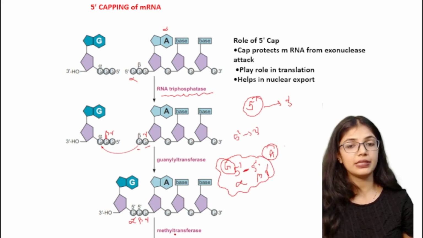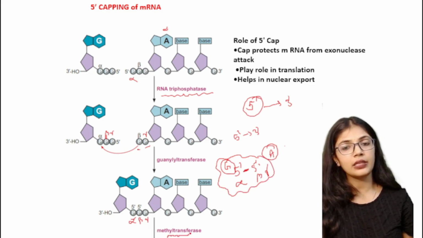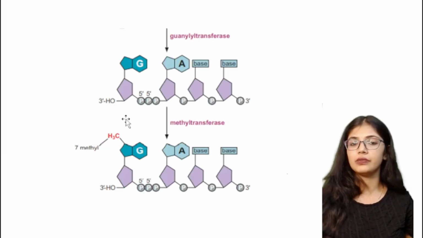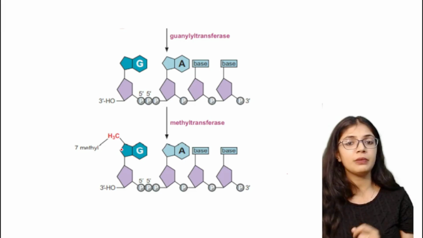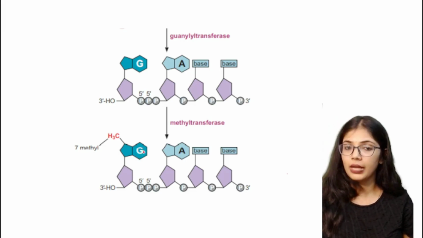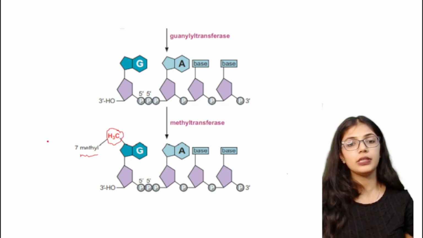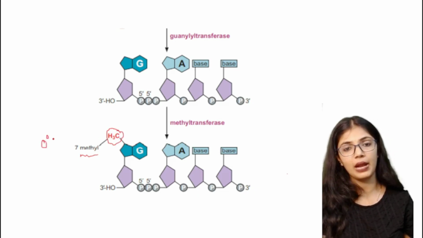What happens next? There is another enzyme, known as methyl transferase. What it does is transfer a methyl group. Where will it transfer the methyl group? To the guanine. At the 7th position of guanine, it will transfer a methyl group. So this is known as cap 0. This is known as cap 0.